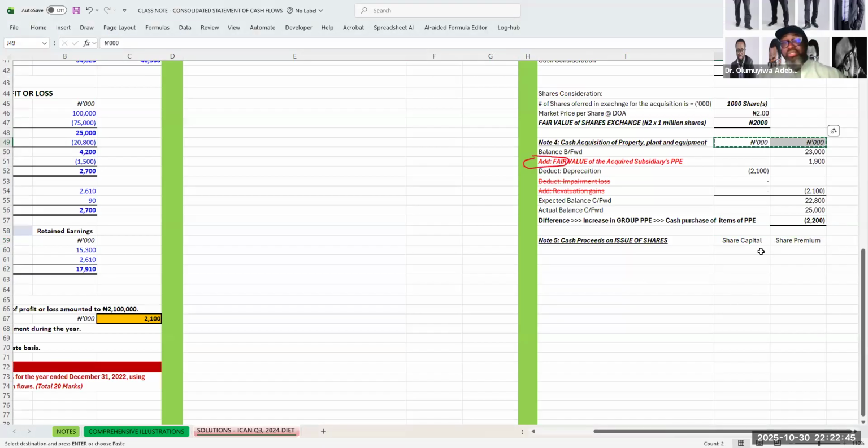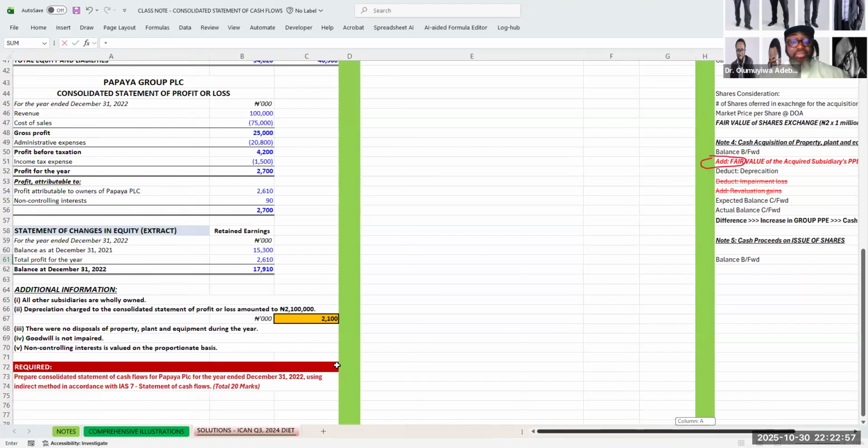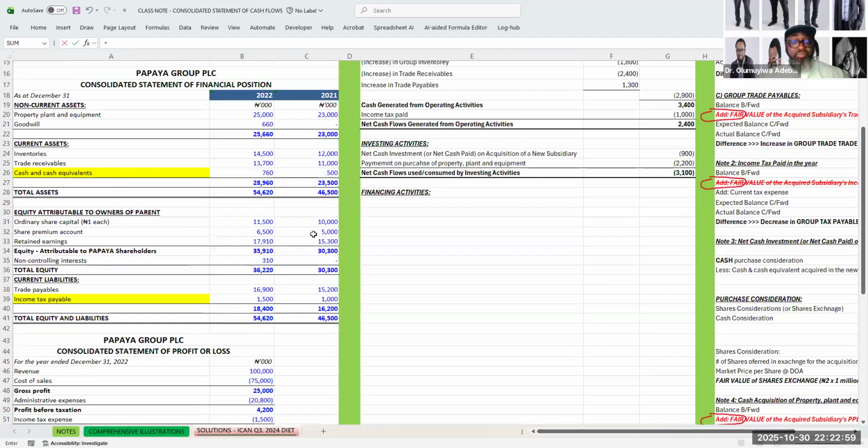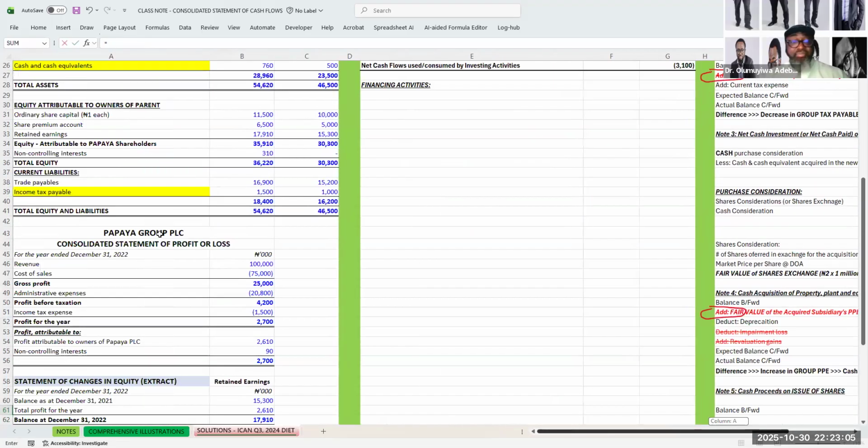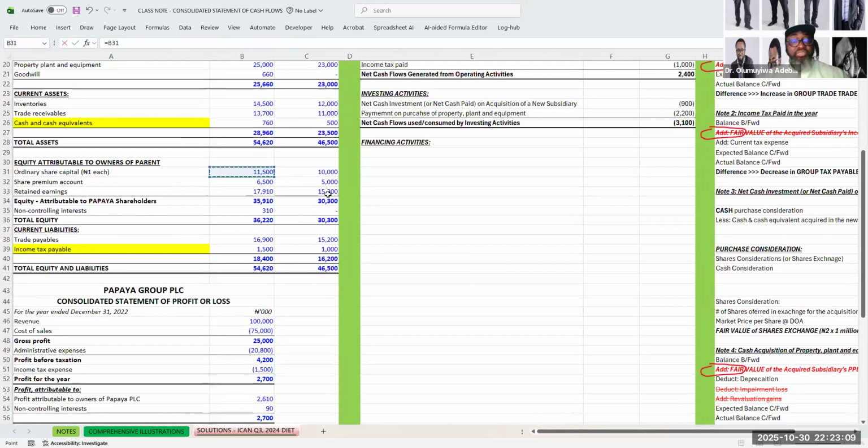All figures in thousands. Now, what is the opening balance? Opening balance of our share capital was 10,000, and opening balance of our share premium was 5,000.